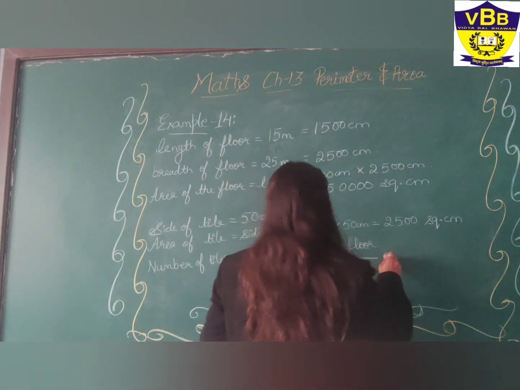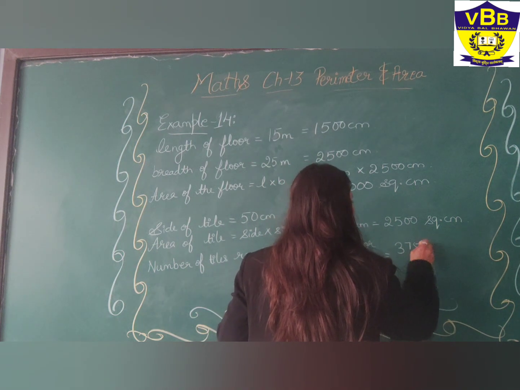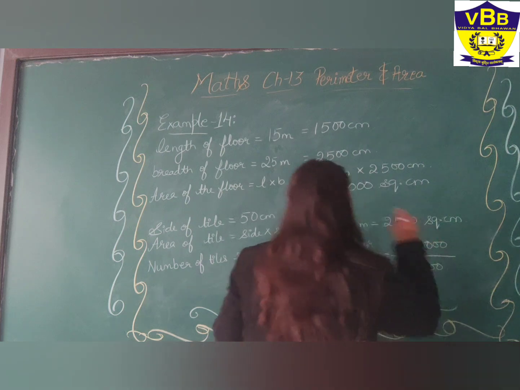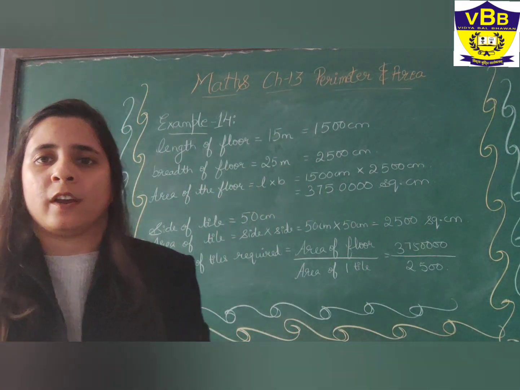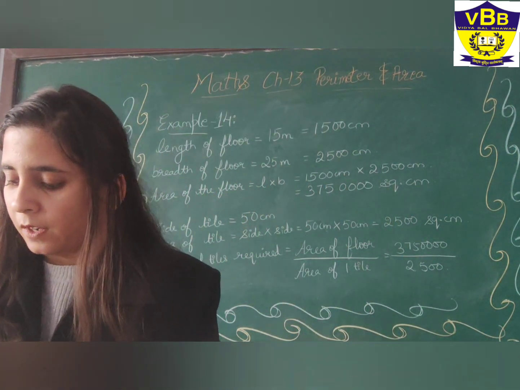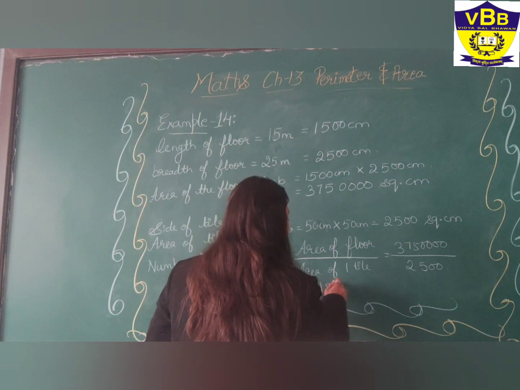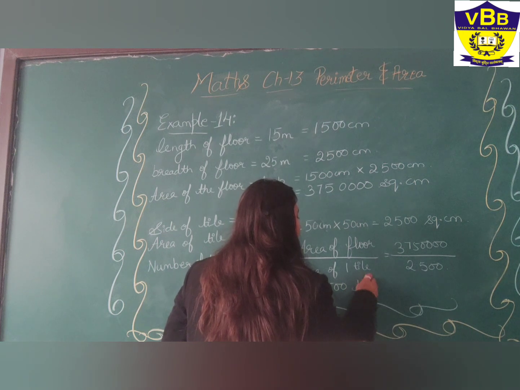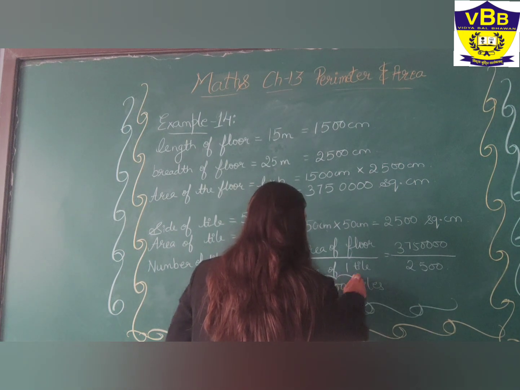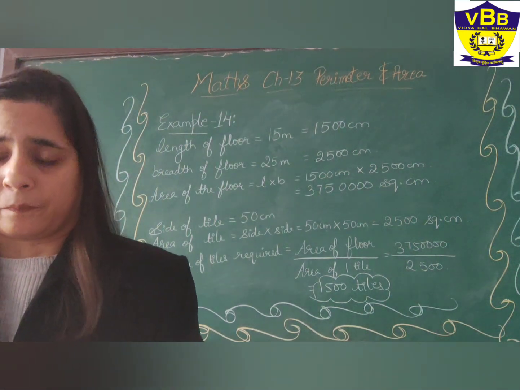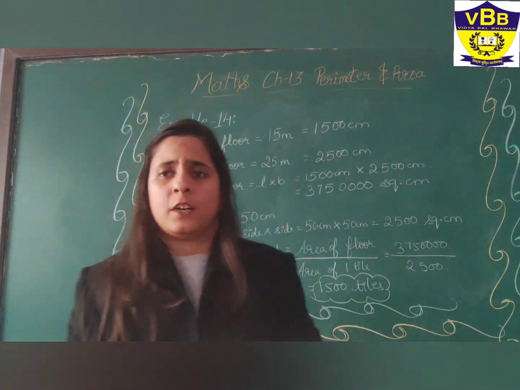So it will become 3750000 upon 2500. Once you divide it, you will get your answer. So the number of tiles required will be, when you divide, you will get 1500 tiles. So to put it on the floor, these number of tiles are required. I hope this is clear to you all.